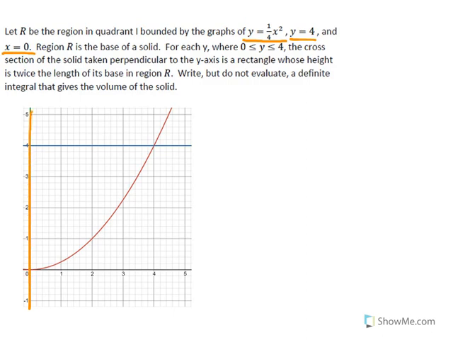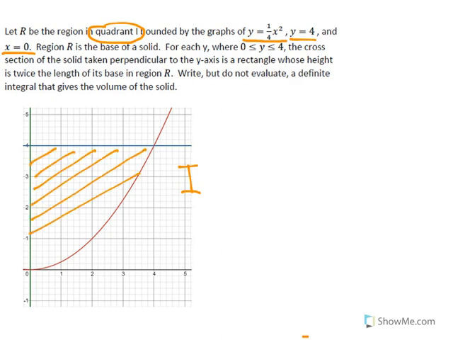It is the y-axis. So region R is the region bounded by, first of all, it's in quadrant 1. This is quadrant 1, above the x-axis and to the right of the y-axis. R is the region in quadrant 1 bounded by these three graphs. So this is our region. Now that we've identified region R, let's continue reading the problem.